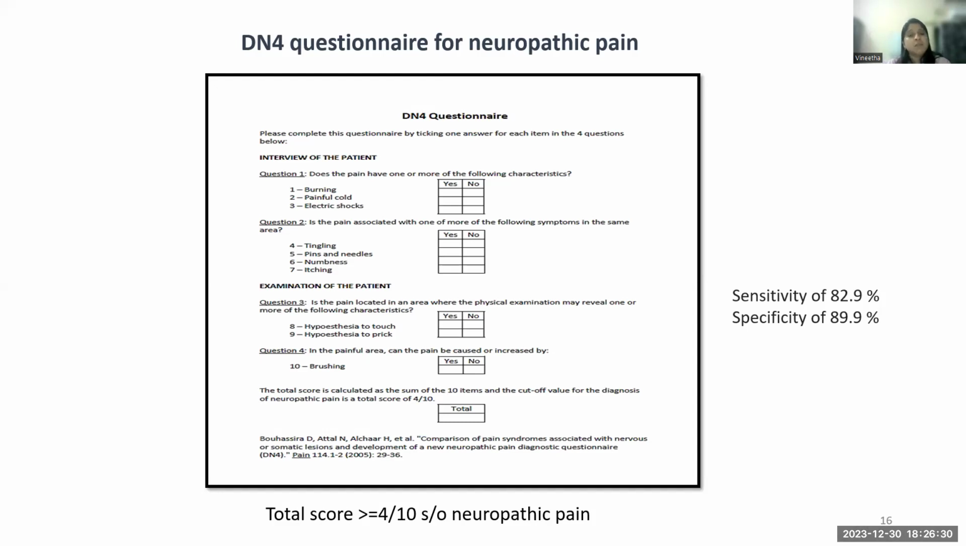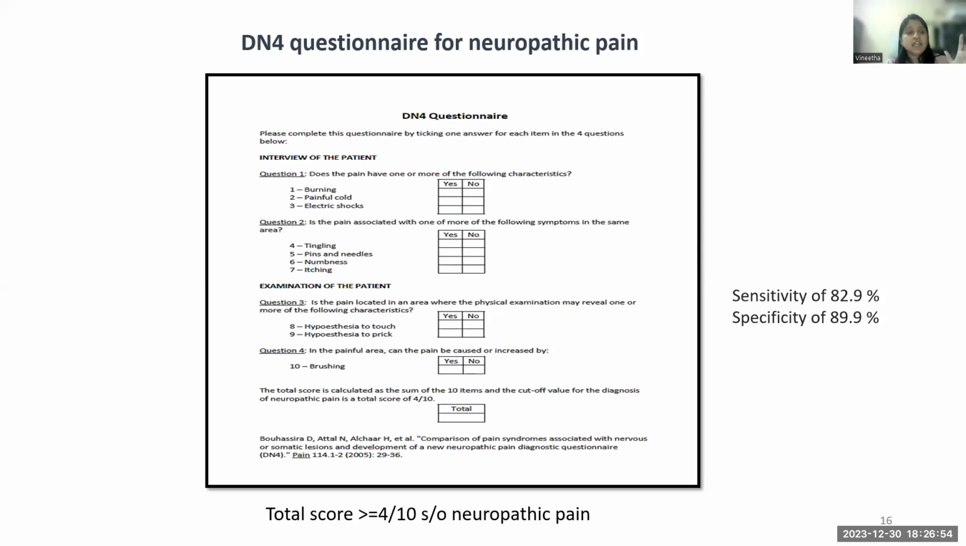You can keep the printout of this questionnaire in your OPD and ask the patients to fill it. There are 10 descriptors in this. If the patient's score is more than 4 out of 10, then the patient's pain is predominantly neuropathic pain. This will help you in better, more efficient management of pain by choosing your agents wisely.